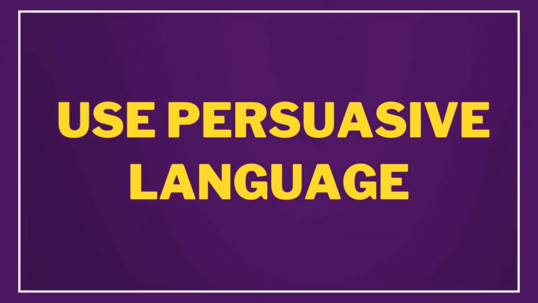Next, use persuasive language. Your book's description is more than just an informational blurb. It's a carefully crafted invitation to a reading experience. The words you choose are your emissaries. Each word in your description contributes to the overall picture you're painting for the reader. Persuasive language engages, entices, and excites.